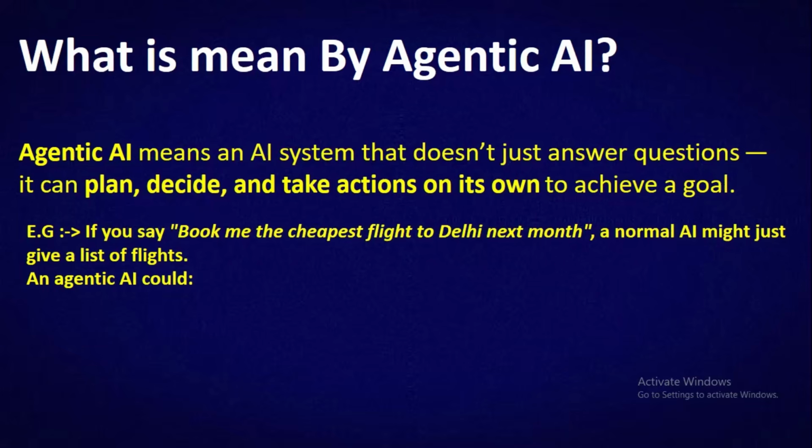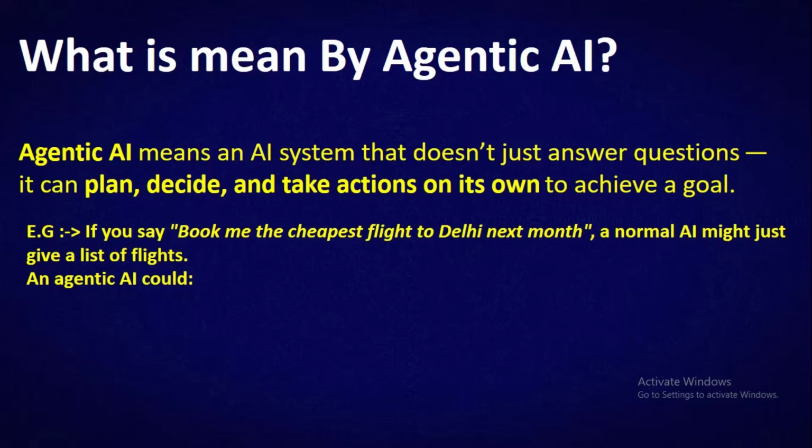But agentic AI is one step ahead if you compare it with generative AI. Agentic AI means an AI system that does not just answer your questions like a generative AI. No, it will be one more step ahead. It does not just answer your question, it can plan, decide, and take action on its own to achieve your goal. Okay, so it is self-automatic, self-capable of performing that particular task.